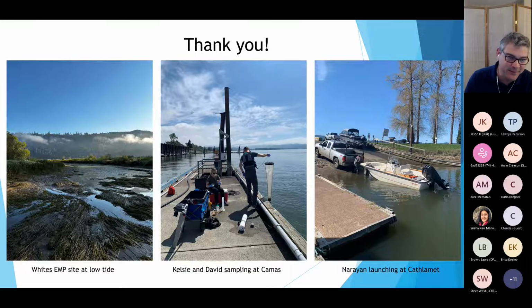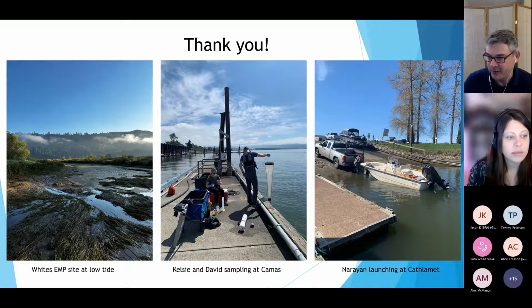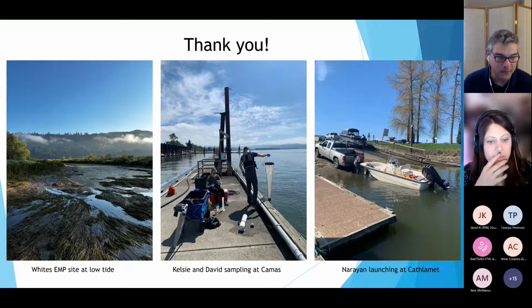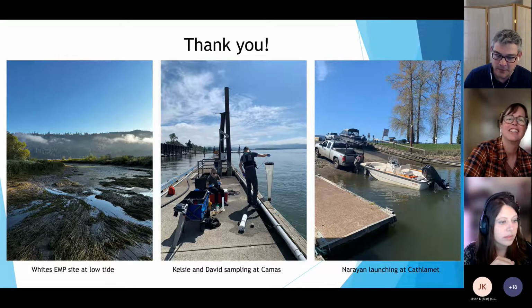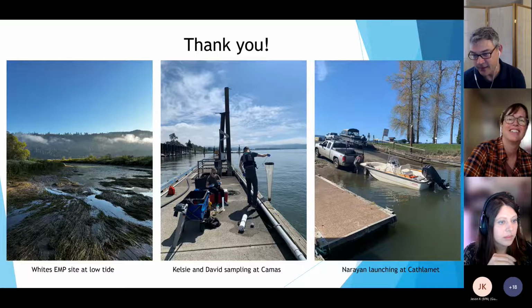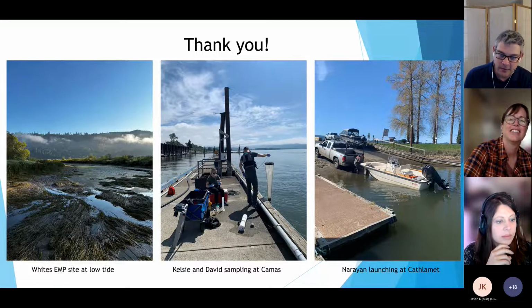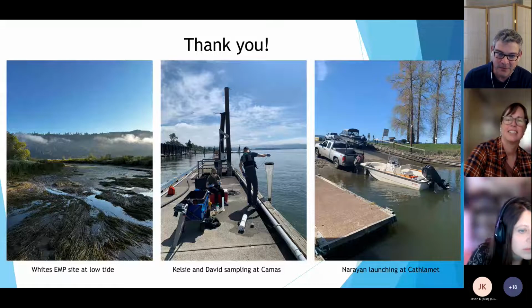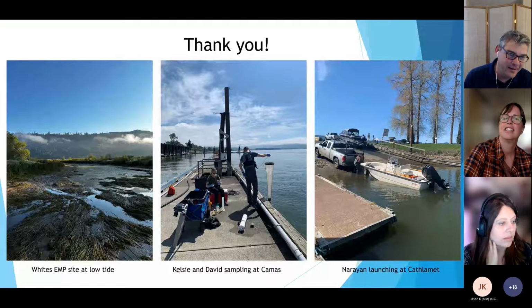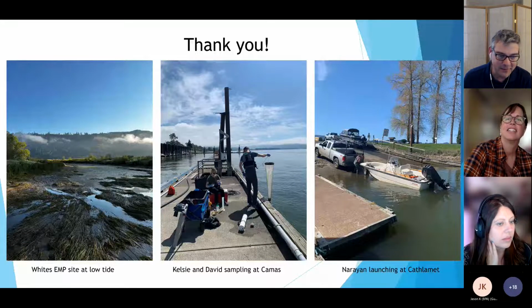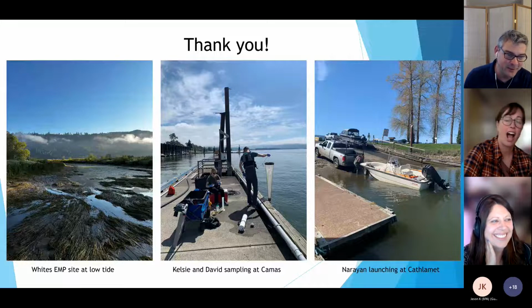Here are some nice pictures of all the field work that we do. I feel pretty privileged to get to go out on these, and so I have students that come. So shout out to Narayan and to Crest for taking us out. In the picture in the middle is some of our students doing sampling at the Kamis-Washougal dock, where we have a site. And on the left is an iPhone 14 Pro picture of White's EMP site at low tide.